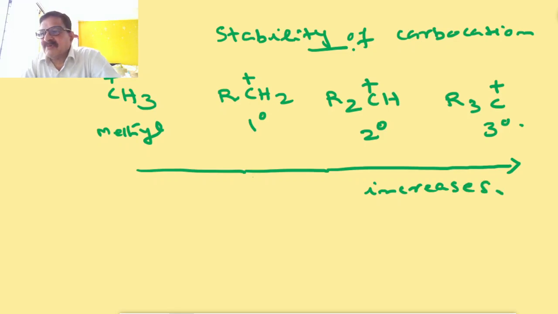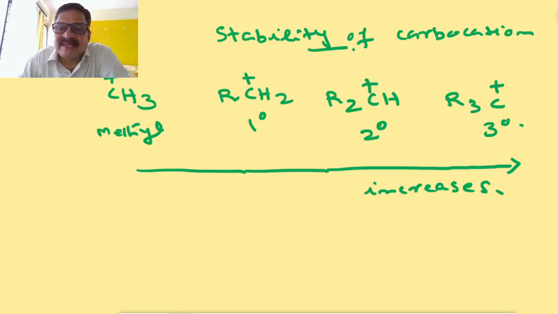So what are the factors responsible for this increasing stability? Stability here does not mean that it is highly stable and can be isolated, nothing of that kind. It is a relative stability. The tertiary one is more stable compared to the secondary one, and the secondary one is more stable compared to the primary one. But all these carbocation intermediates are very unstable, highly reactive species and cannot be isolated. Tertiary carbocations are too unstable to isolate, but they are more stable compared to the others. That is the relative stability we mean.